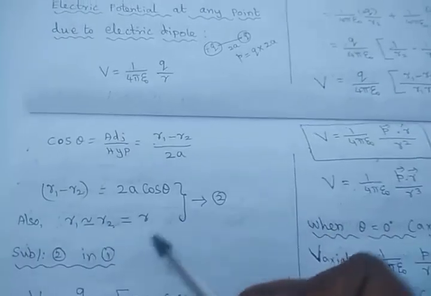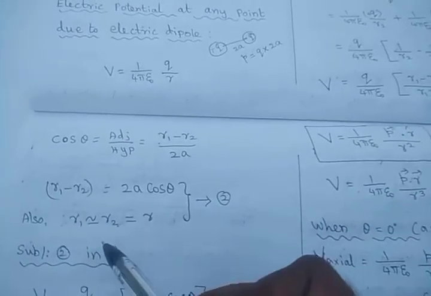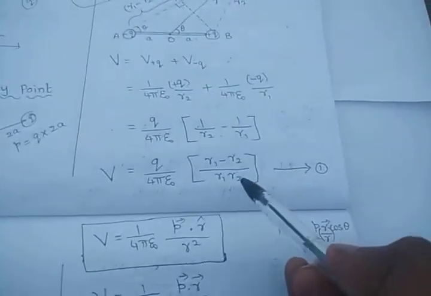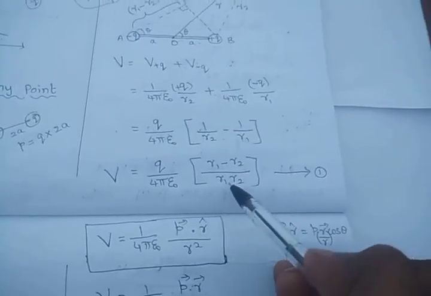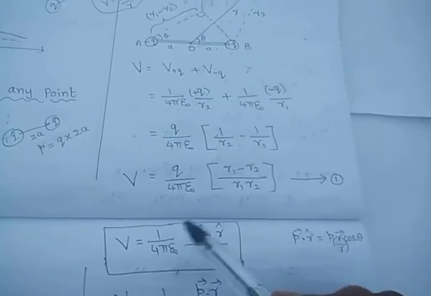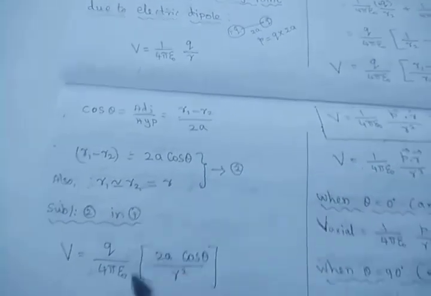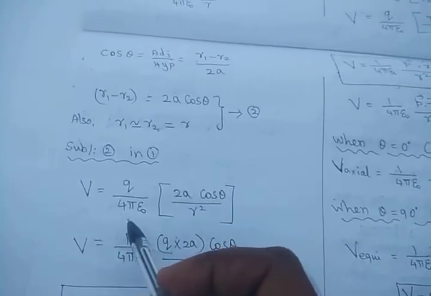For the mathematical calculation, for simplification, we are doing the approximation method. In order to find R1 into R2, we have to use this approximation method. So R1 minus R2 is 2a cos theta, and R1 into R2 is simply R squared. So we are going to substitute here.